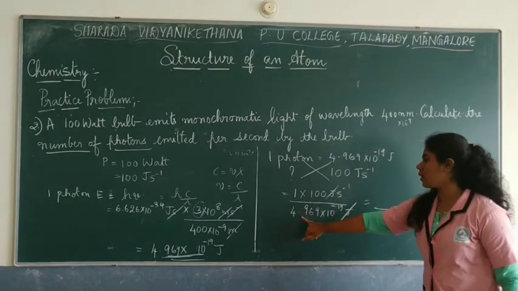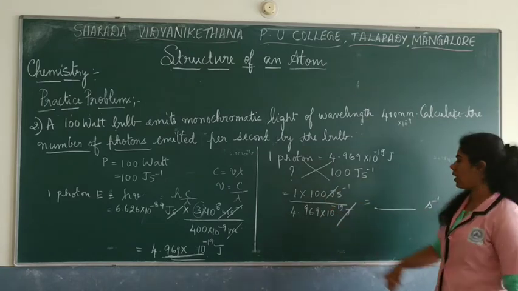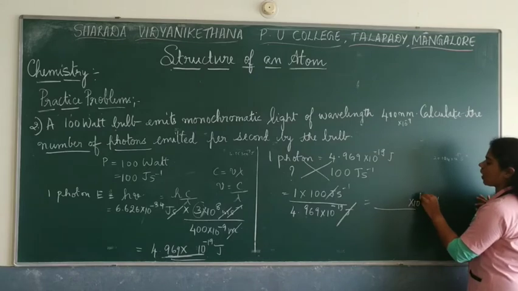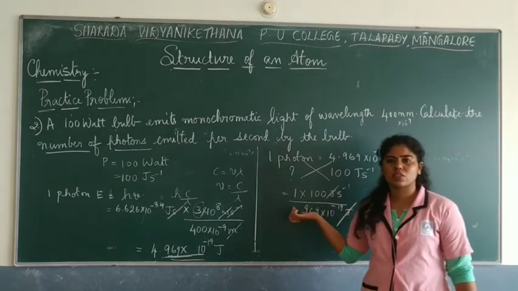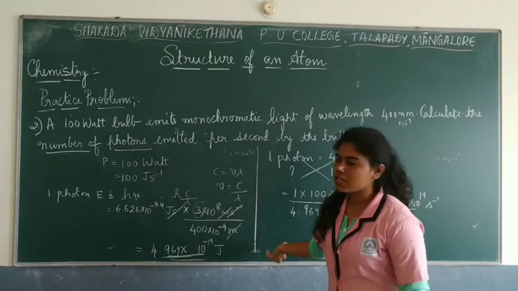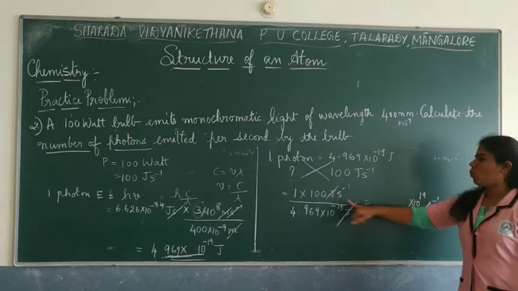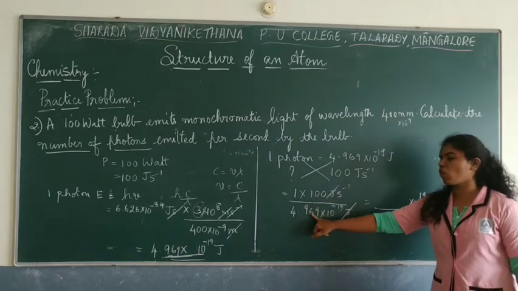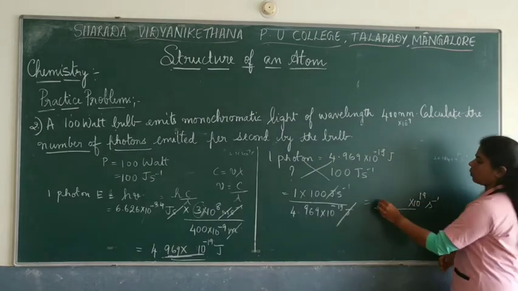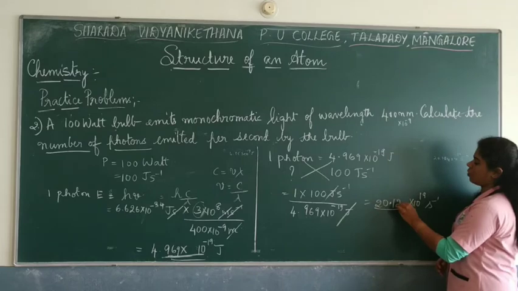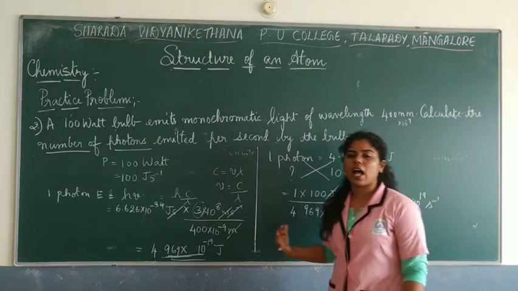So 100 divided by 4.969. This 10 to the power minus 19 can be taken up, so this will be 10 to the power 19. You need not simplify because there is no other number which has powers. So you keep it like that and this becomes 10 to the power 19. And what would be the value here? 100 divided by 4.969, what's the answer? The answer would be around 20.124 into 10 to the power 19. So this would be the answer you get.